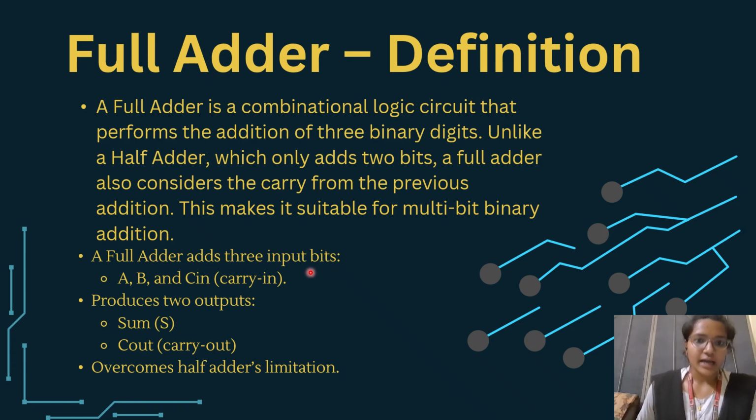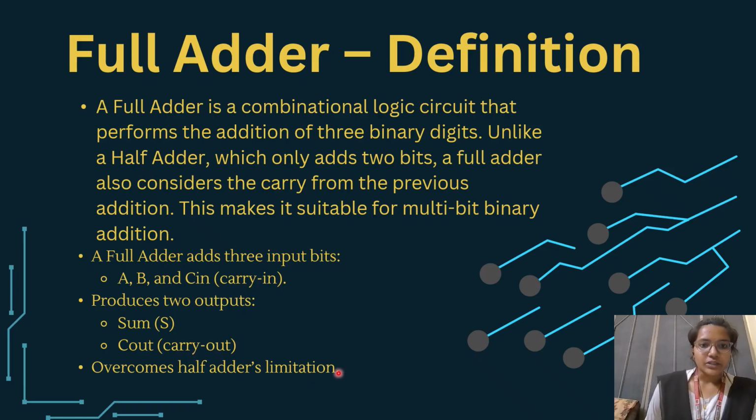A full adder has three input bits. Those are A, B, and C in, that is carry in. It produces two outputs. Those are sum and C out, carry out. It overcomes the half adder limitation, which is that it cannot take carry from the previous addition.